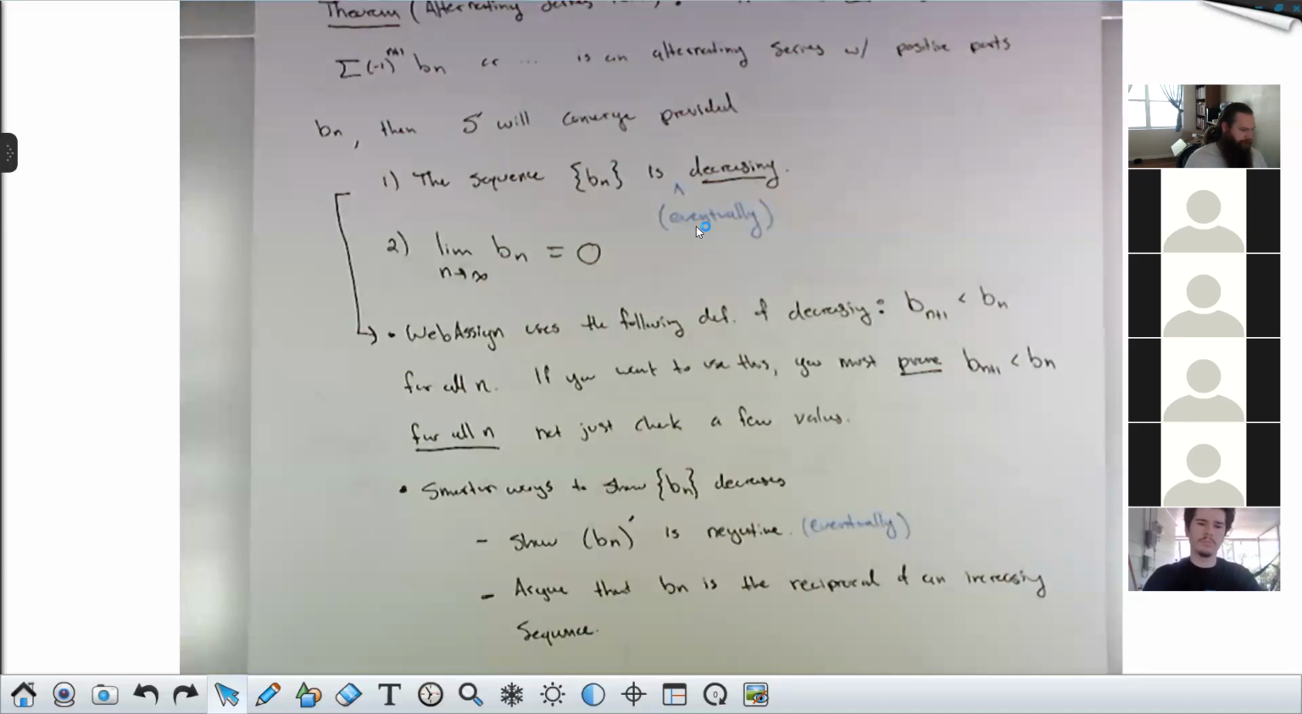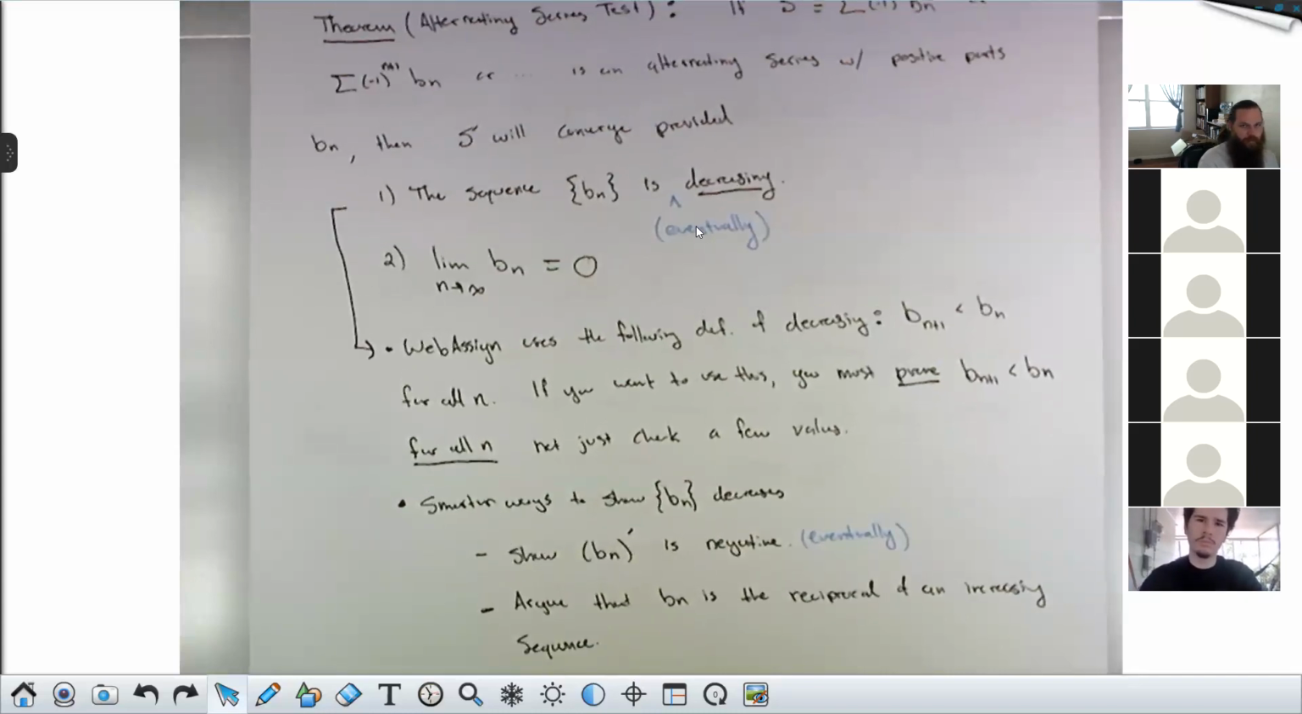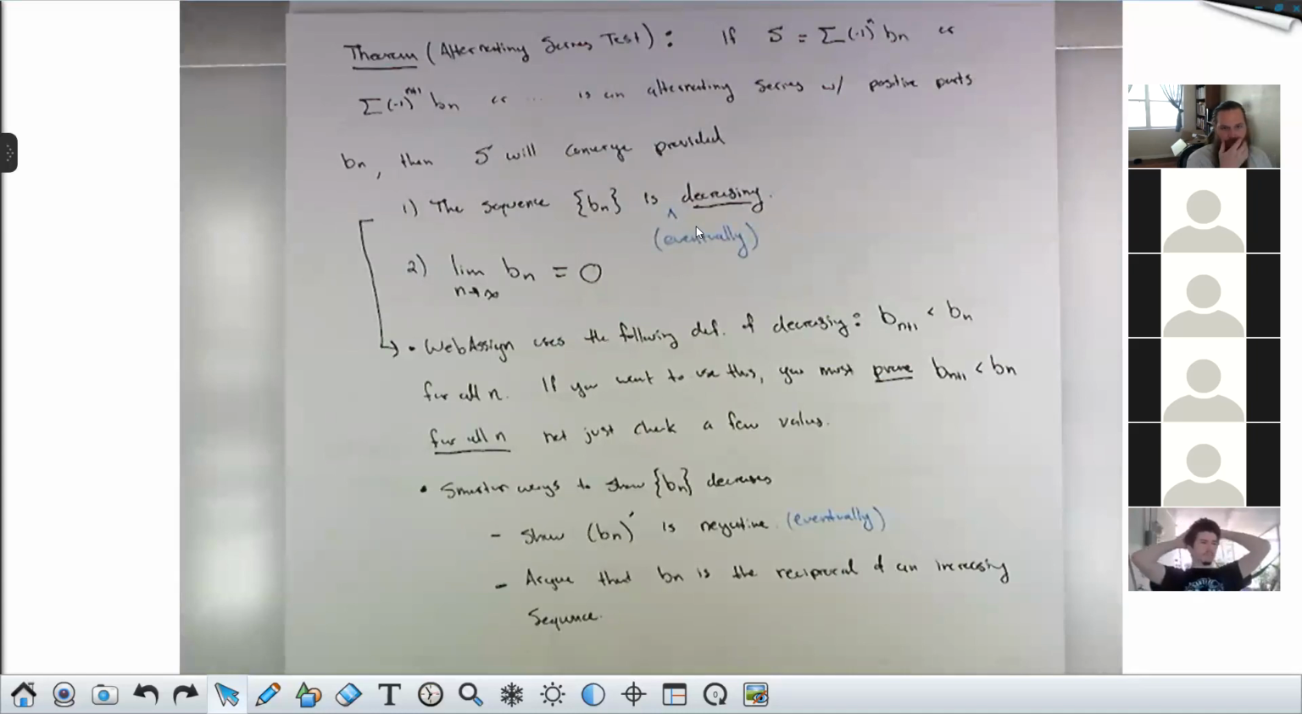Okay. Let's use the theorem. I'll hold for a second in case anybody's writing. Any questions on the statement of the theorem or these comments about decreasingness?